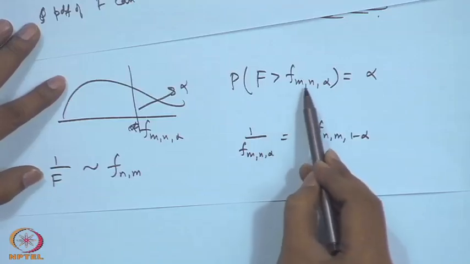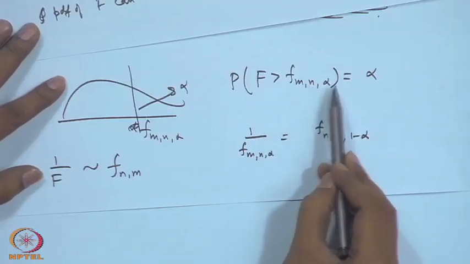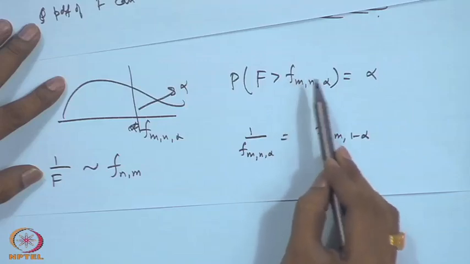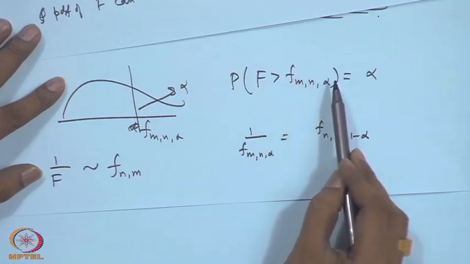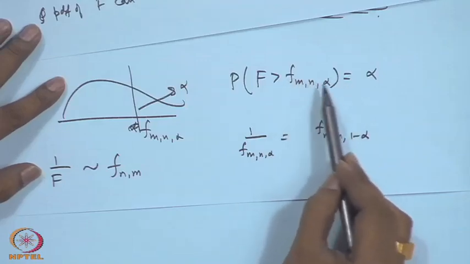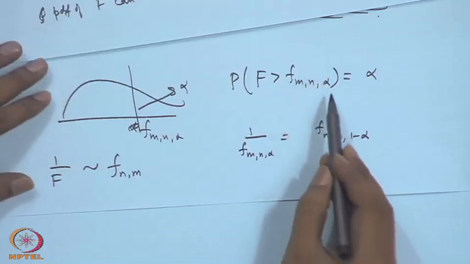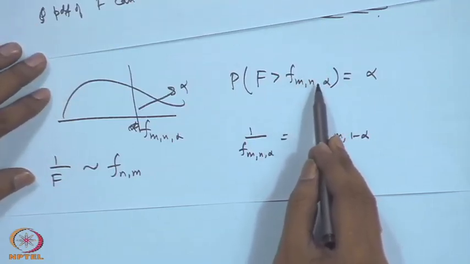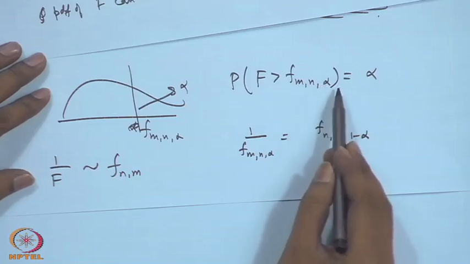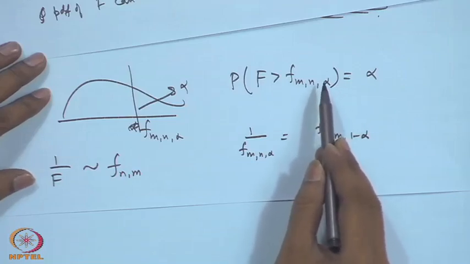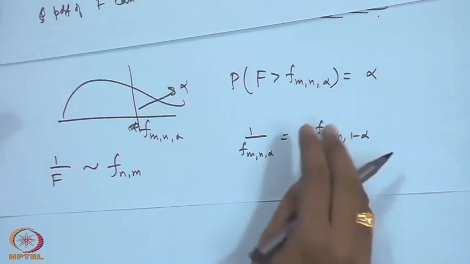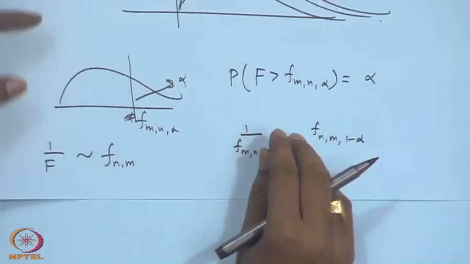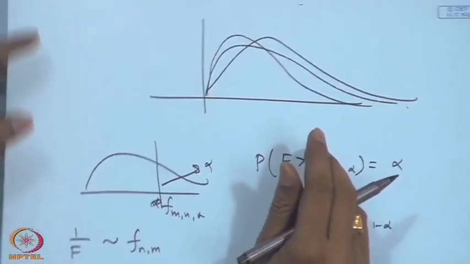So, for different values of m and n and alpha, the values of F m n alpha have been tabulated. But since this is a three dimensional thing, only for selected values of alpha can you find the tables of the percentile points of the F distribution. So, I have given important distributions as the sampling distributions.